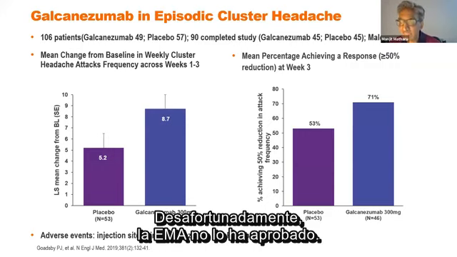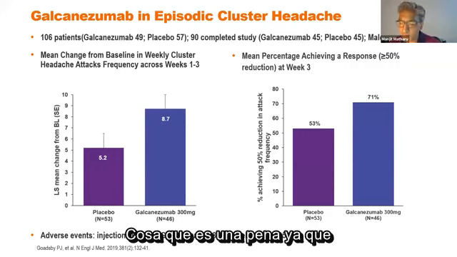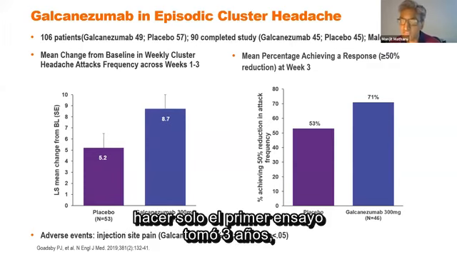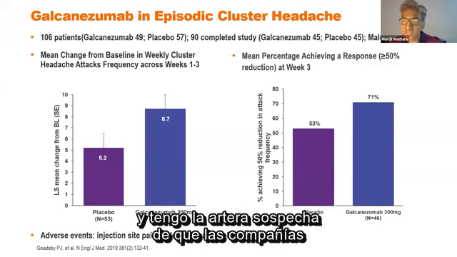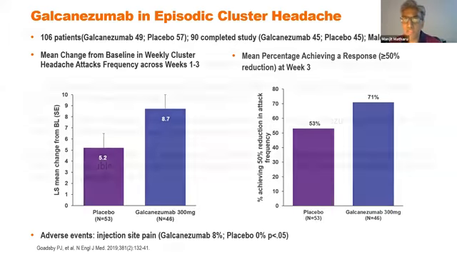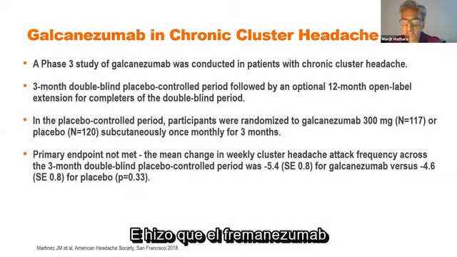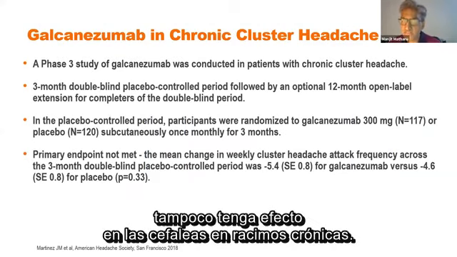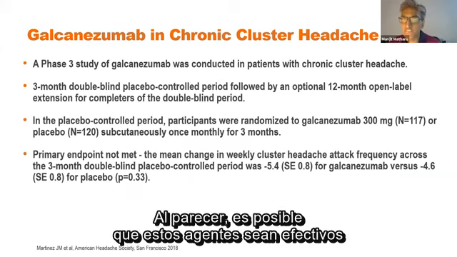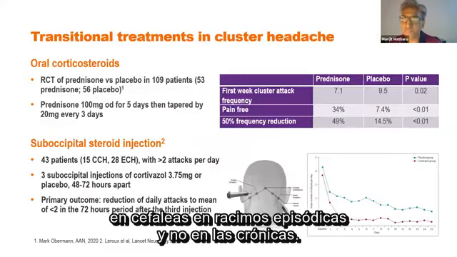Unfortunately, the EMA has not approved it. They've asked for another trial to be done, which is a pity because just doing the first trial took 3 years, and I have a sneaky suspicion that the companies may not be willing to do a trial for the time being. Galcanezumab, unfortunately, was ineffective in chronic cluster headache, and it turned out that fremanezumab was also ineffective in chronic cluster headache. So it seems that these agents may be effective in episodic rather than chronic cluster headache.